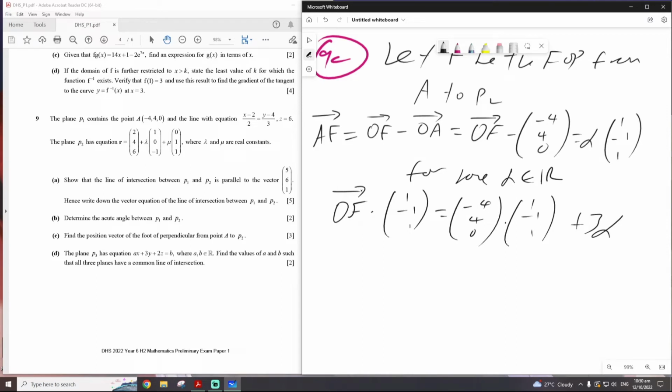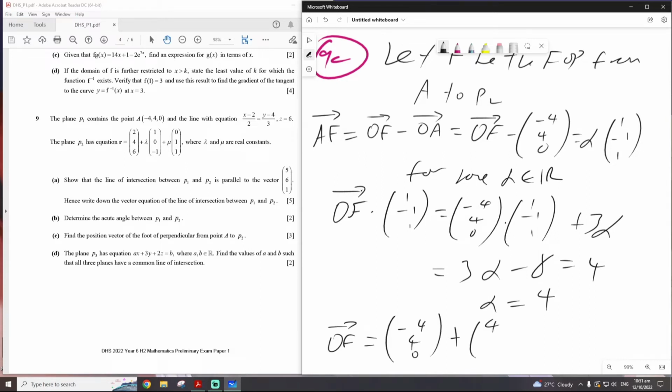So therefore OF dot this must be equal to OA plus AF. So you get 3 alpha plus the OA dot with the vector itself. So you will get 3 alpha minus 8 equals 4. Therefore alpha equals 4 also. Okay. So therefore OF will be (-4, 4, 0) plus AF, which is (4, -4, 4). So this is (0, 0, 4). Is it? Yeah. Okay.